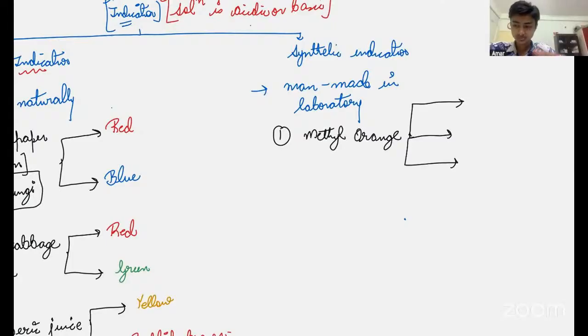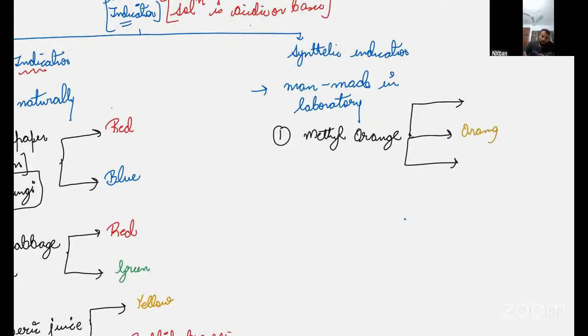The neutral one is orange. But in acidic, it becomes red, and in basic, it becomes yellow. Methyl orange is usually orange, but in acidic, it becomes a reddish shade, and in basic, it becomes a yellowish shade.